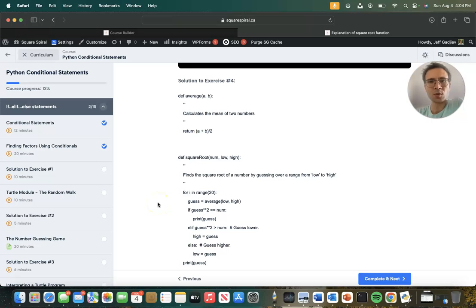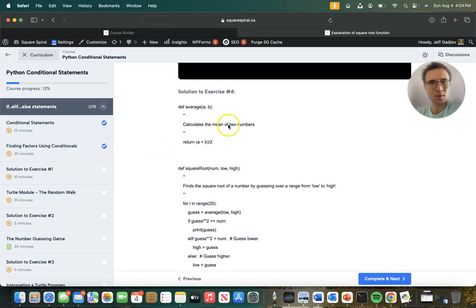In this lesson, I'm going to go over the solution to exercise number 4. So here we have the complete code for the program that is used to determine the square root of a number.